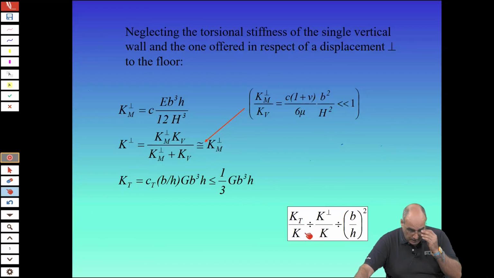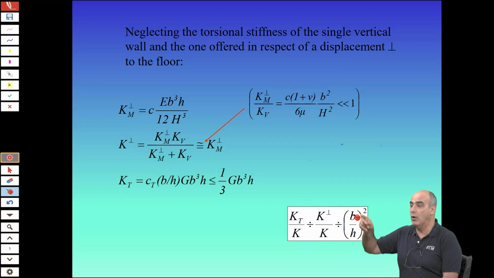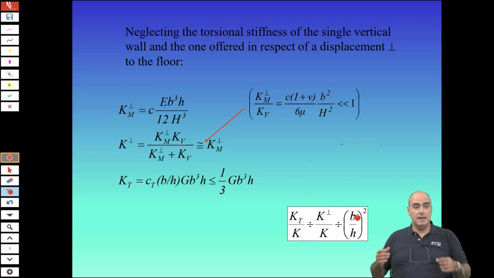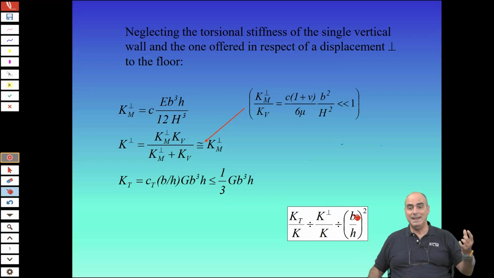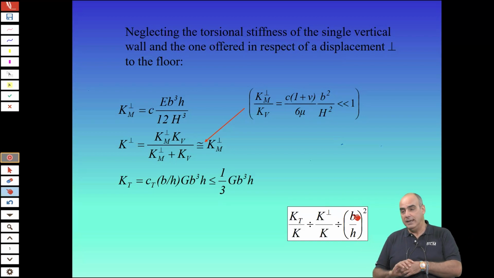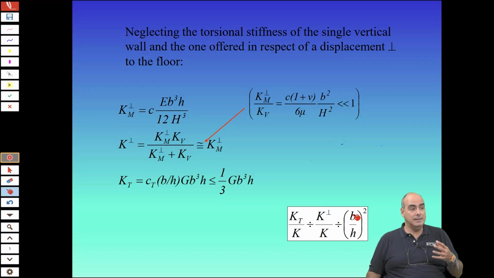Comparing the torsional stiffness to the flexural stiffness, they go with the ratio B over H to the square. Now imagine that H, the depth, is a couple of meters, 2-3 meters, and the thickness, generally, we say don't go below 20 centimeters. So 20 centimeters over 2 meters, B over H is 1/10. To the square is 1/100. So we can neglect the own torsional stiffness of walls.